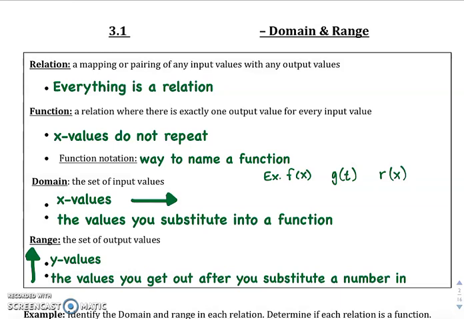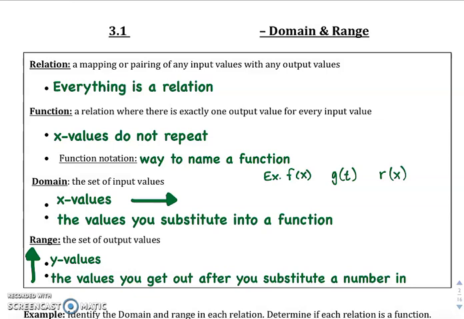We're going to look at identifying domain and range of a function or a relation. Every type of thing we're going to look at is a relation between your x and y values. A relation is just a mapping or pairing of your input values with any output values. So everything is a relation. In any scenario, any x's can relate with any y's.